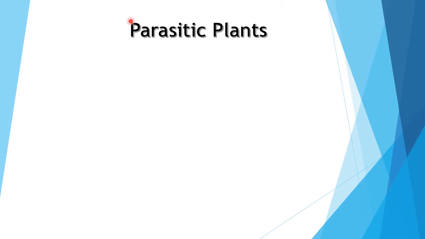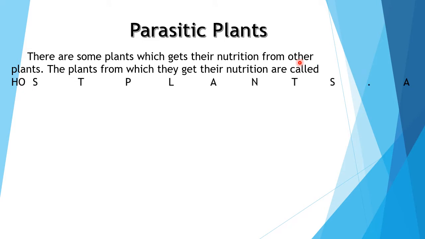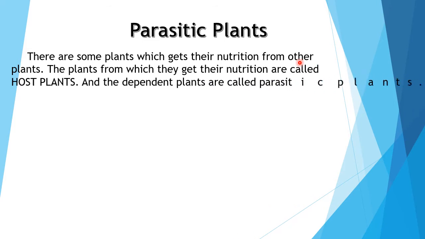Number one is the parasitic plant. Parasitic plants are those plants which depend on other plants for their food, for their nutrition and for their shelter as well. There are some plants which get their nutrition from other plants. The plants from which they get their nutrition are called host plants, and the dependent plants are called parasitic plants. That means the plant which obtains its food from another plant is known as a parasitic plant, and that other plant is known as the host plant.